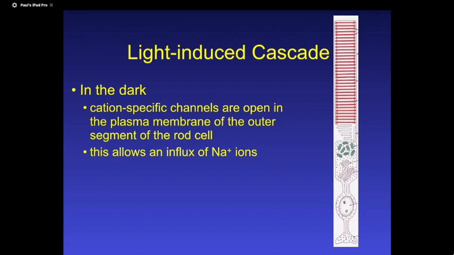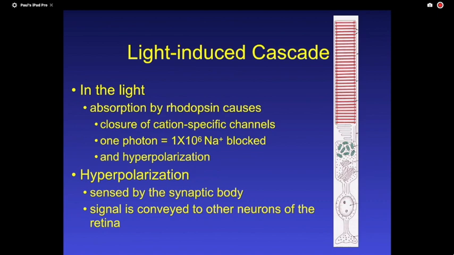Okay. Ultimately, you just now have a preview of what's going to happen. Let's see how that happens. All right. So in light, the absorption of rhodopsin causes the closure of the ion-specific channels. One photon will block about 1 million sodiums coming in, and when you do that, you get what is called hyperpolarization.